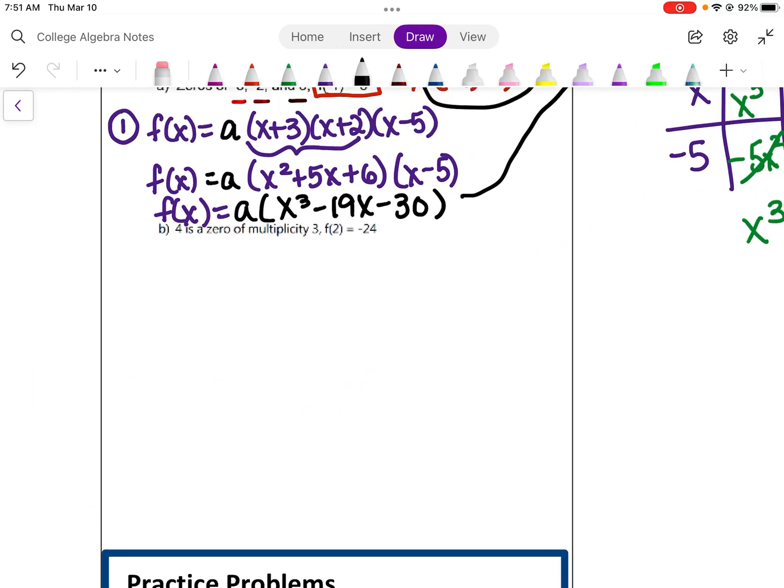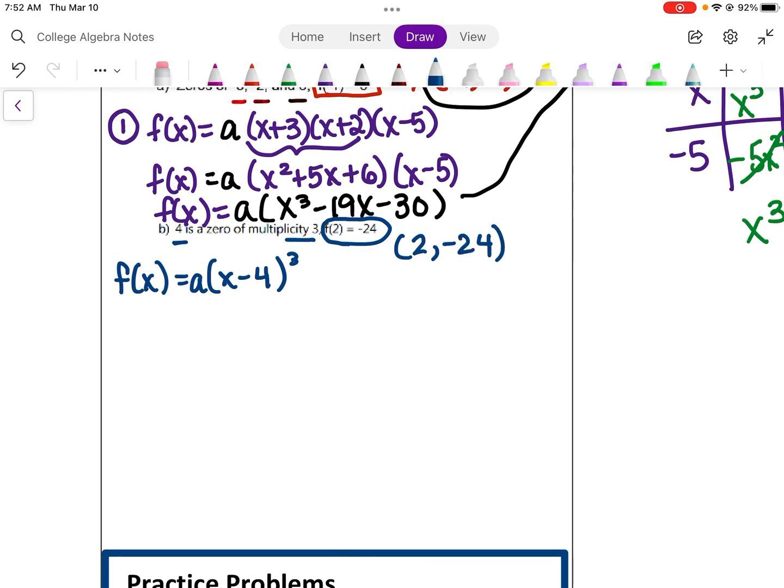All right, part B is a very similar question, except they word it just a little bit differently. They say 4 is a 0 with multiplicity 3. That means x minus 4 is a factor 3 times, so we cube it. We put our a right here, just like we did before. And we only put that in when they give us this extra ordered pair. And the ordered pair says when x is 2, our y is negative 24.